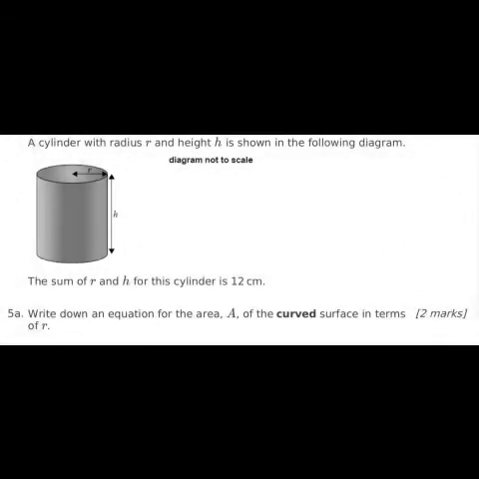A cylinder with radius r and height h is shown in the following diagram. The sum of r and h for this cylinder is 12 centimeters. Write down an equation for the area of the curved surface in terms of r.